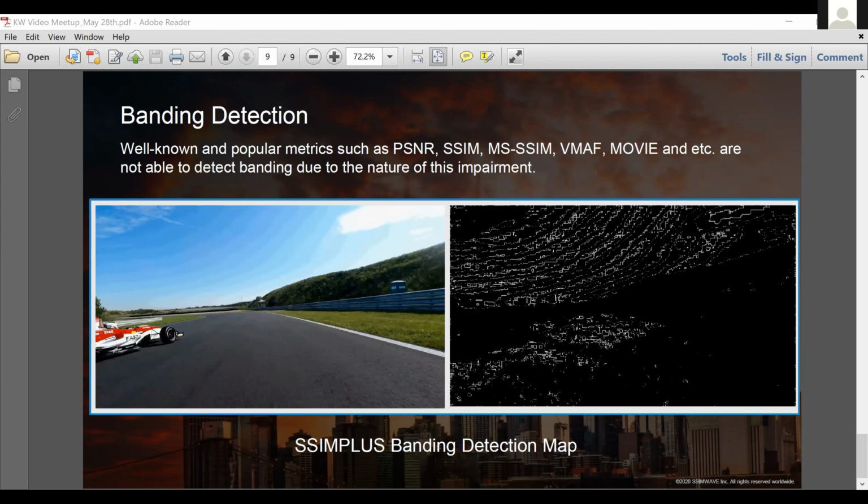Whereas for banding, for example on sky, both macro blocking and banding are the results of compression and digitization. But with banding, because we have a smooth region and the smooth region shows banding, we have long contours or bands. When it comes to macro blocking, you usually see local macro blocking. You don't see a range of connected blocks.